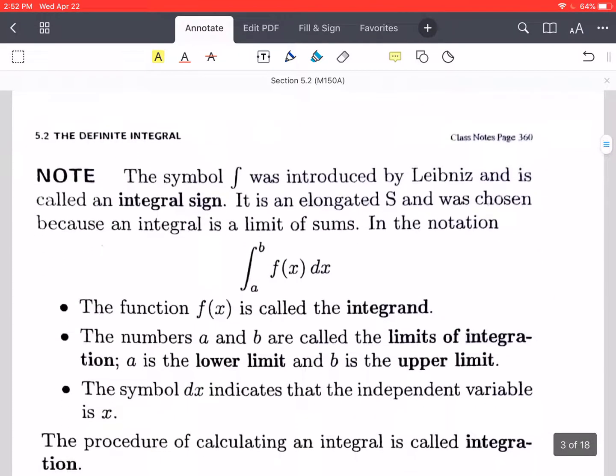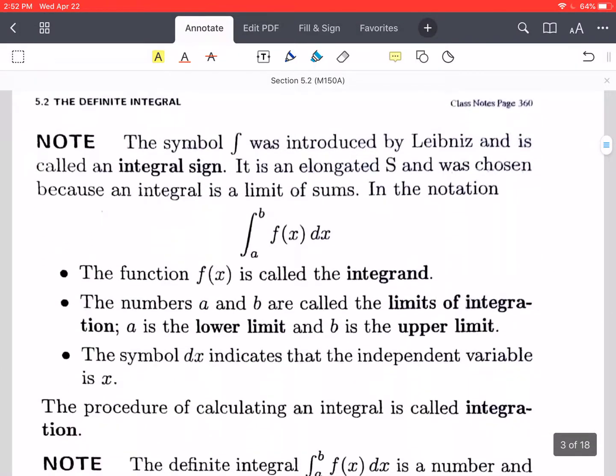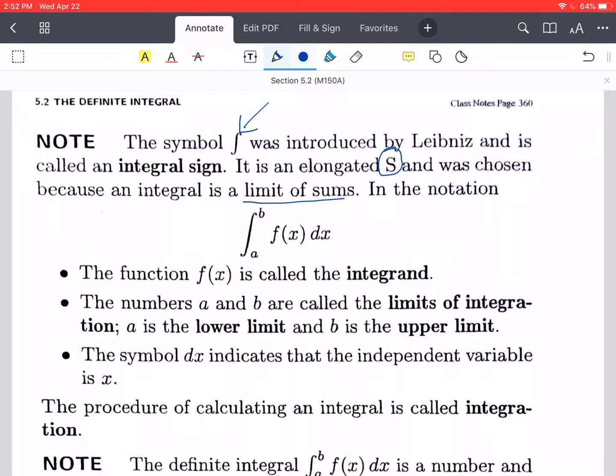So what does this notation tell us? Well, this integral symbol was introduced by Leibniz, one of the creators of calculus. The reason that we use this symbol is because it represents the letter S, and S is because we're talking about a limit of sums. So we're talking about sums, so we have an elongated letter S to describe the integral.